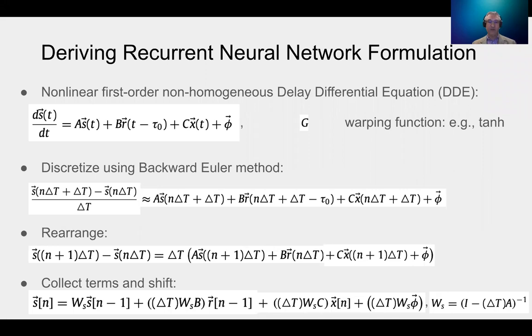In this equation, t denotes time in the continuous domain. X of t is the external input to the system. S of t is the state of the system, and R of t is the readout signal, which is obtained from the state signal via G, the warping nonlinearity.